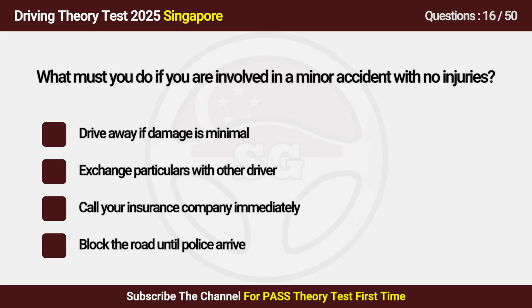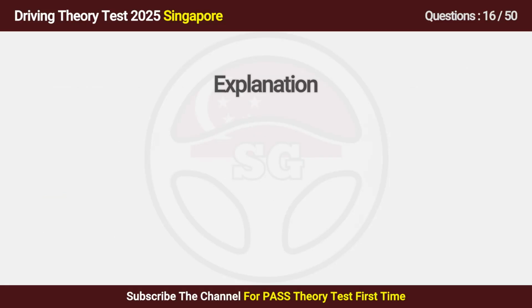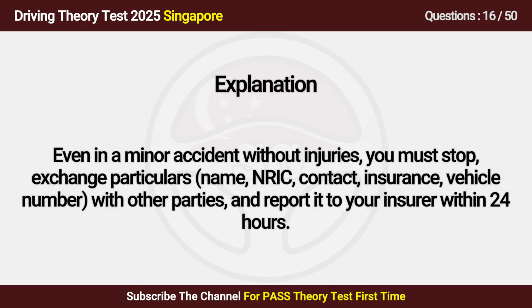Question 16. What must you do if you are involved in a minor accident with no injuries? A. Drive away if damage is minimal. B. Exchange particulars with other driver. C. Call your insurance company immediately. D. Block the road until police arrive. Answer is B. Exchange particulars with other driver. Even in a minor accident without injuries, you must stop, exchange particulars (name, contact, insurance, vehicle number) with other parties, and report it to your insurer within 24 hours.